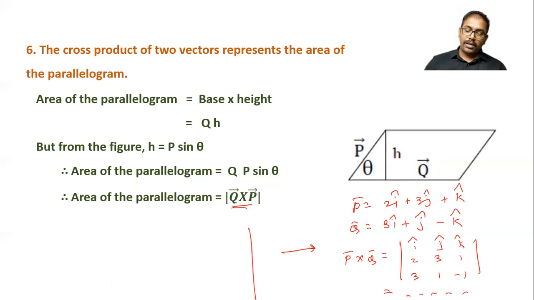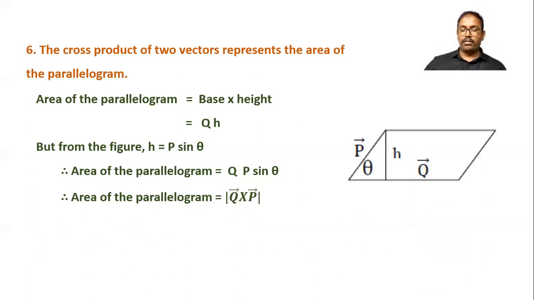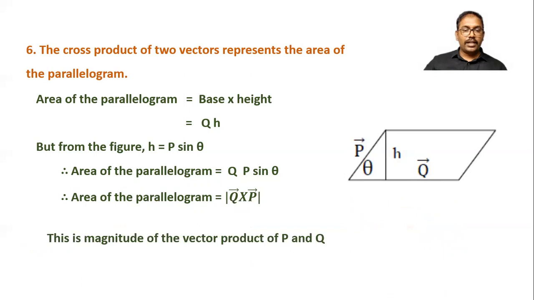Then next step, area of parallelogram is equal to the magnitude of P bar cross Q bar, or Q bar cross P bar. Magnitude means under root of the squares of the components of the vector you are getting here, and then you will get the area of the parallelogram. Now next characteristic.